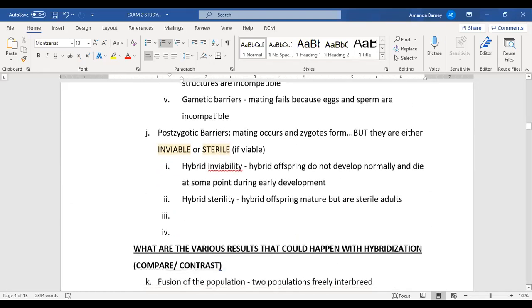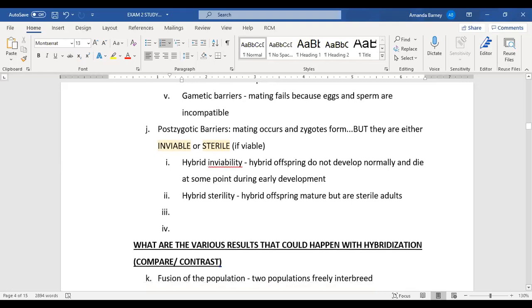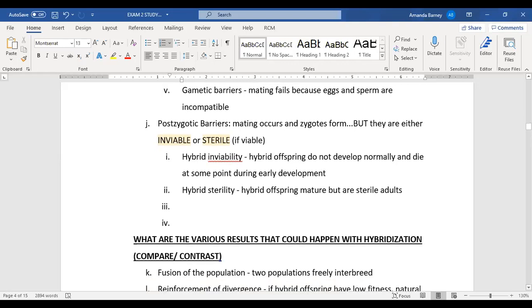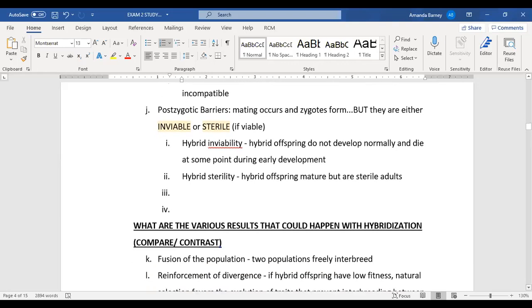And then gametic barriers: the egg and the sperm cannot fuse together. So maybe sex occurred, but the sperm and egg cannot fuse to make a zygote. And then post-zygotic barriers are pretty simple. The hybrid inviability, so the offspring is inviable. Actually, when hybrid inviability occurs, there is no actual offspring produced.